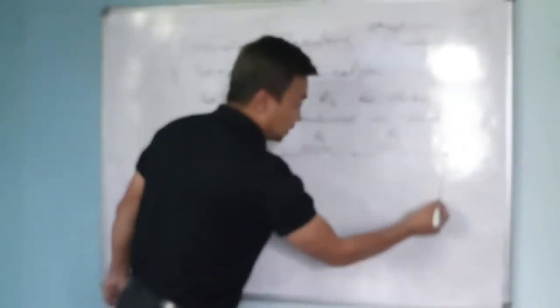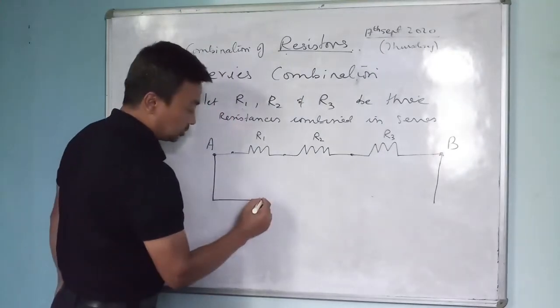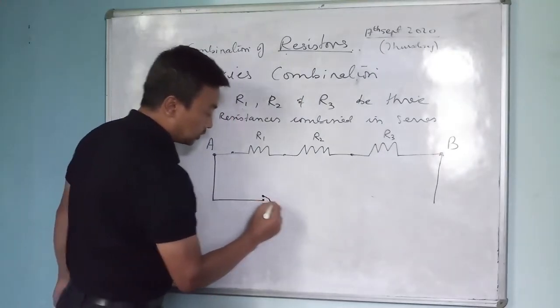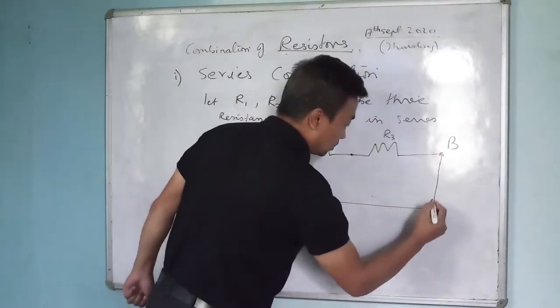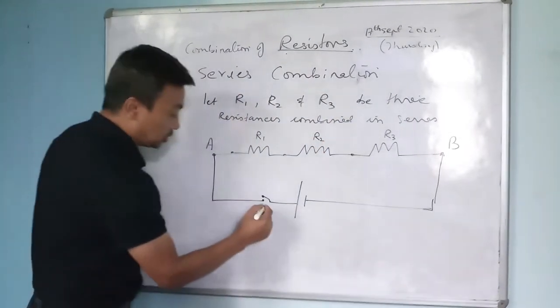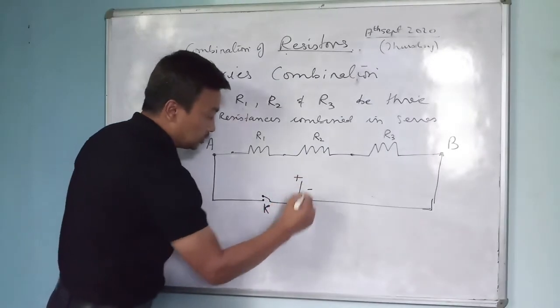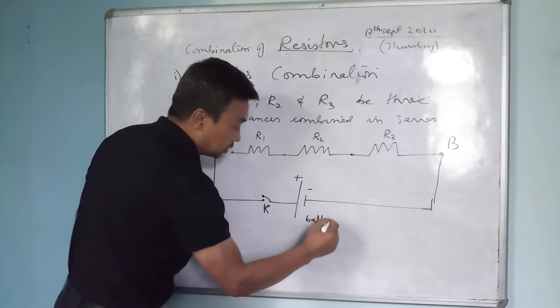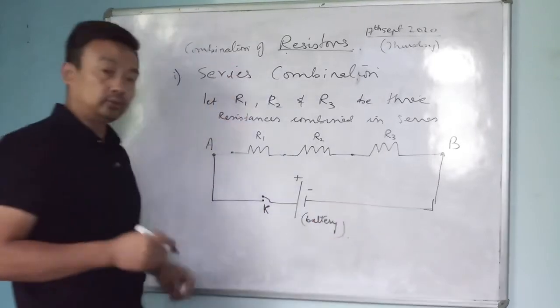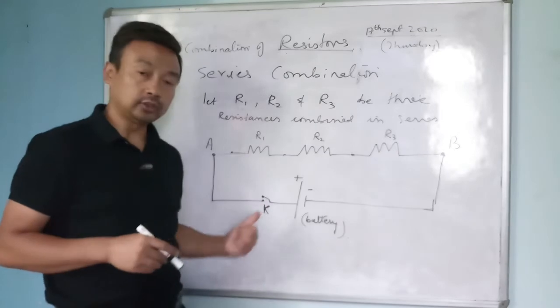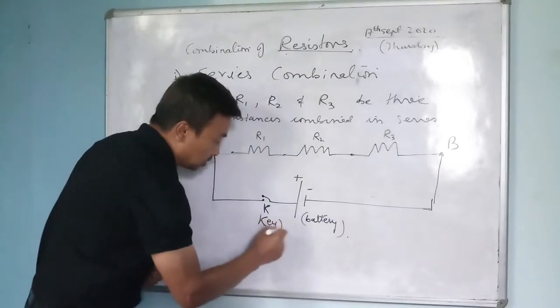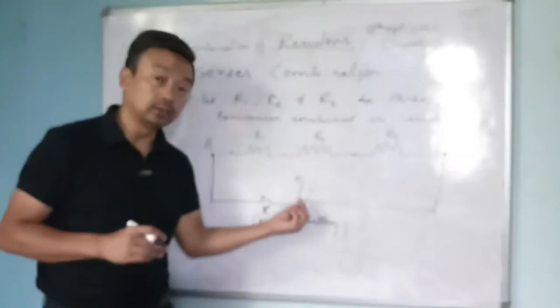Now the two ends of the terminals are connected to a source of current, which is basically a battery. There is a key here and the circuit is completed. This is called the plug key, and this is the cell or battery, the source of the current. When this key is closed, that means when it is connected, the circuit is complete, the circuit from the battery.